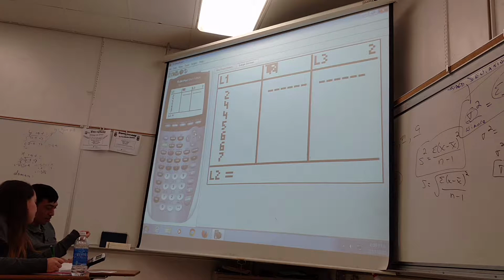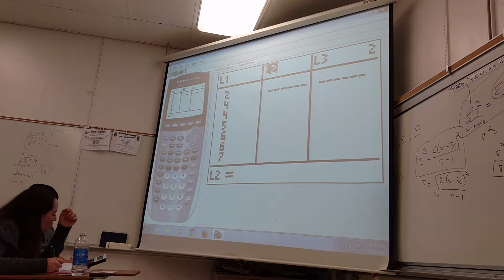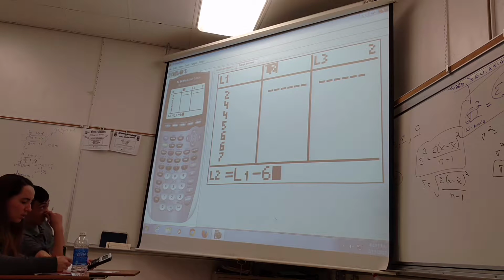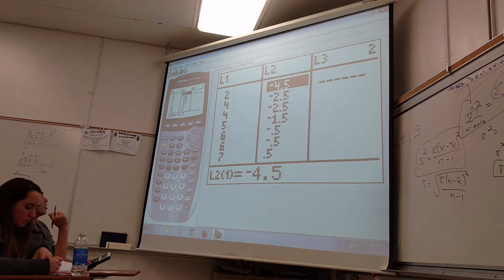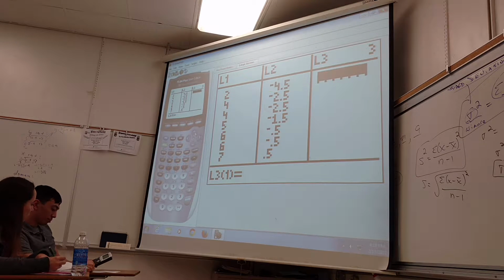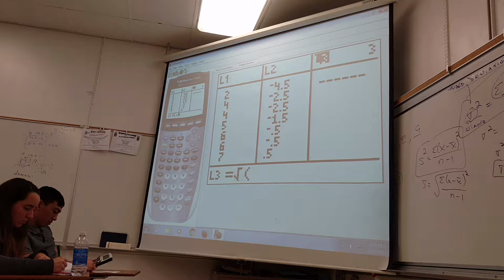And then I want to make L2 equal to L1 minus what? 6.5, I like it. So see how far each data point gets away from the mean. Some negatives in this thing, so I got to square that. L2 squared.